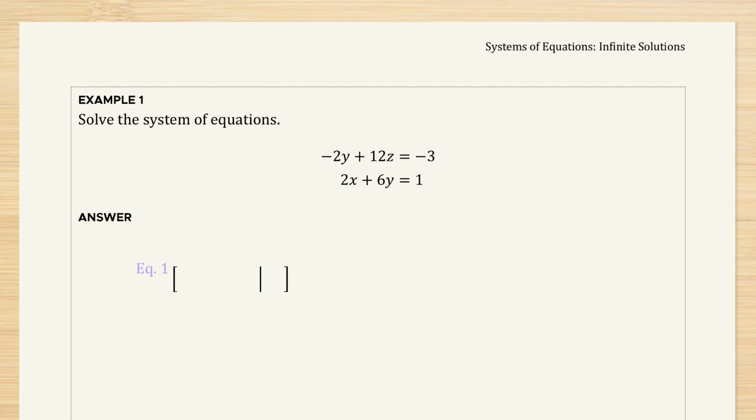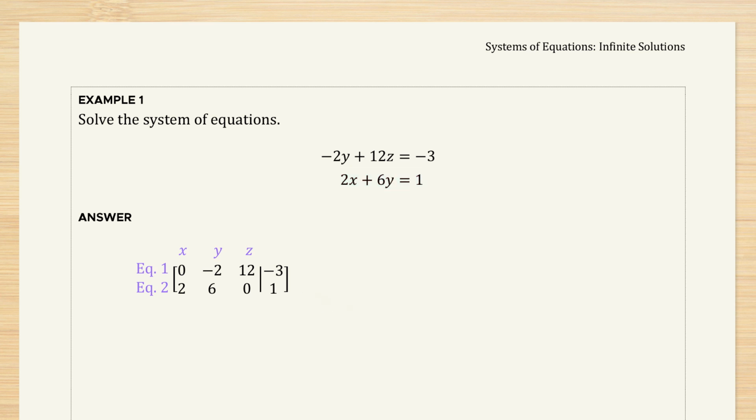There will be two rows corresponding to the two equations, and three columns of coefficients corresponding to the coefficients for x, y, and z. First column is x, second column y, and third column z. The last column is going to be what I call the answers. Some people call them constants. The first equation, we have 0x, negative 2y, 12z, and it's equal to negative 3. The second equation has 2x, 6y, and is equal to 1.